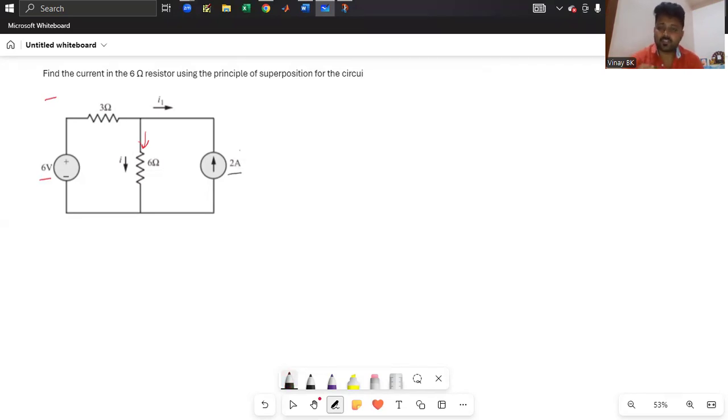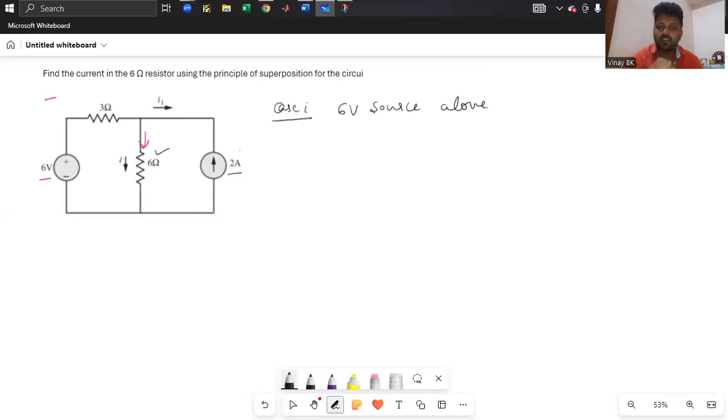Okay. So now you need to consider any one source acting alone. Then you have to deactivate the other source. For example, you need to find the current flowing through the 6 ohm resistor. So in that case, what are you doing now? It will have two cases because it has two independent sources. I'll consider case one. I'll consider the 6 volt source acting alone.